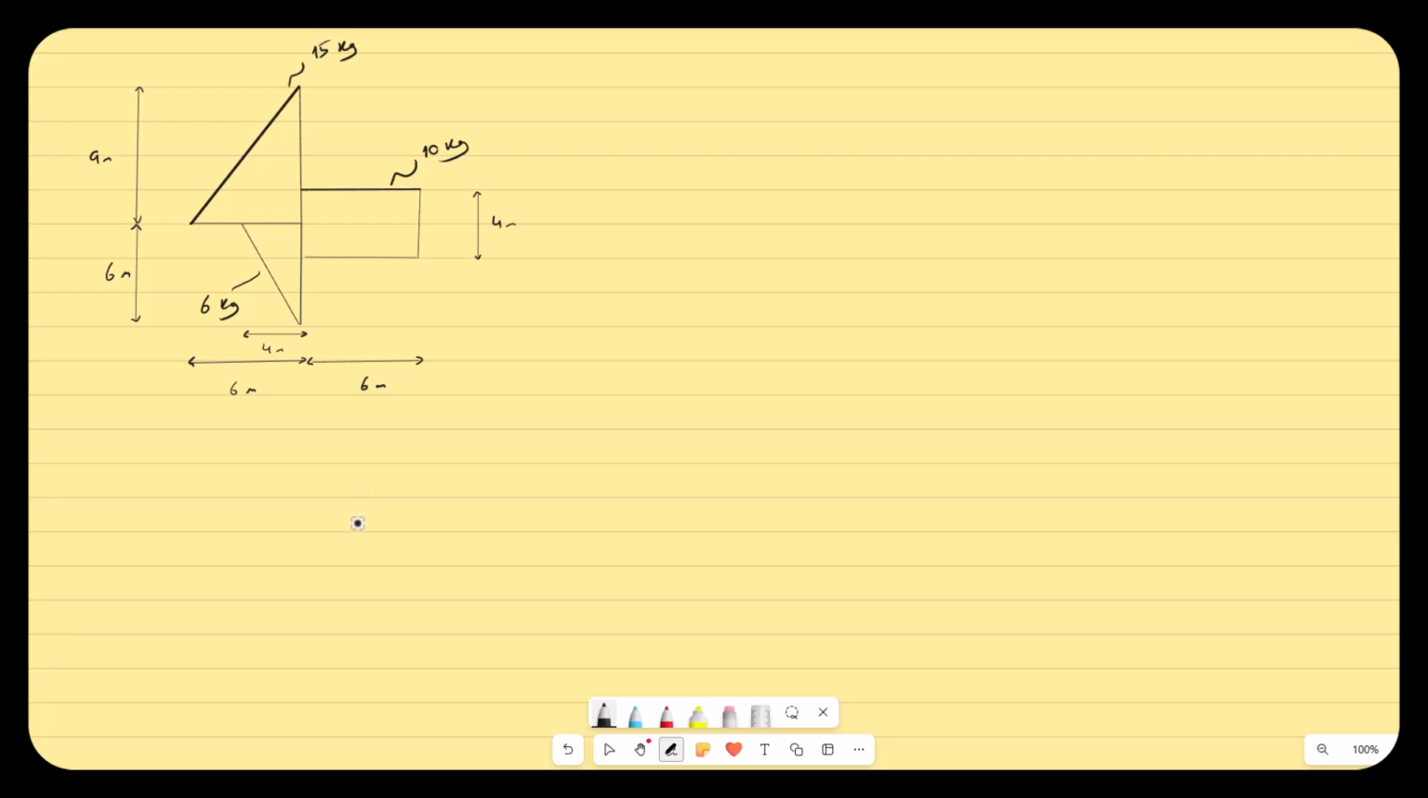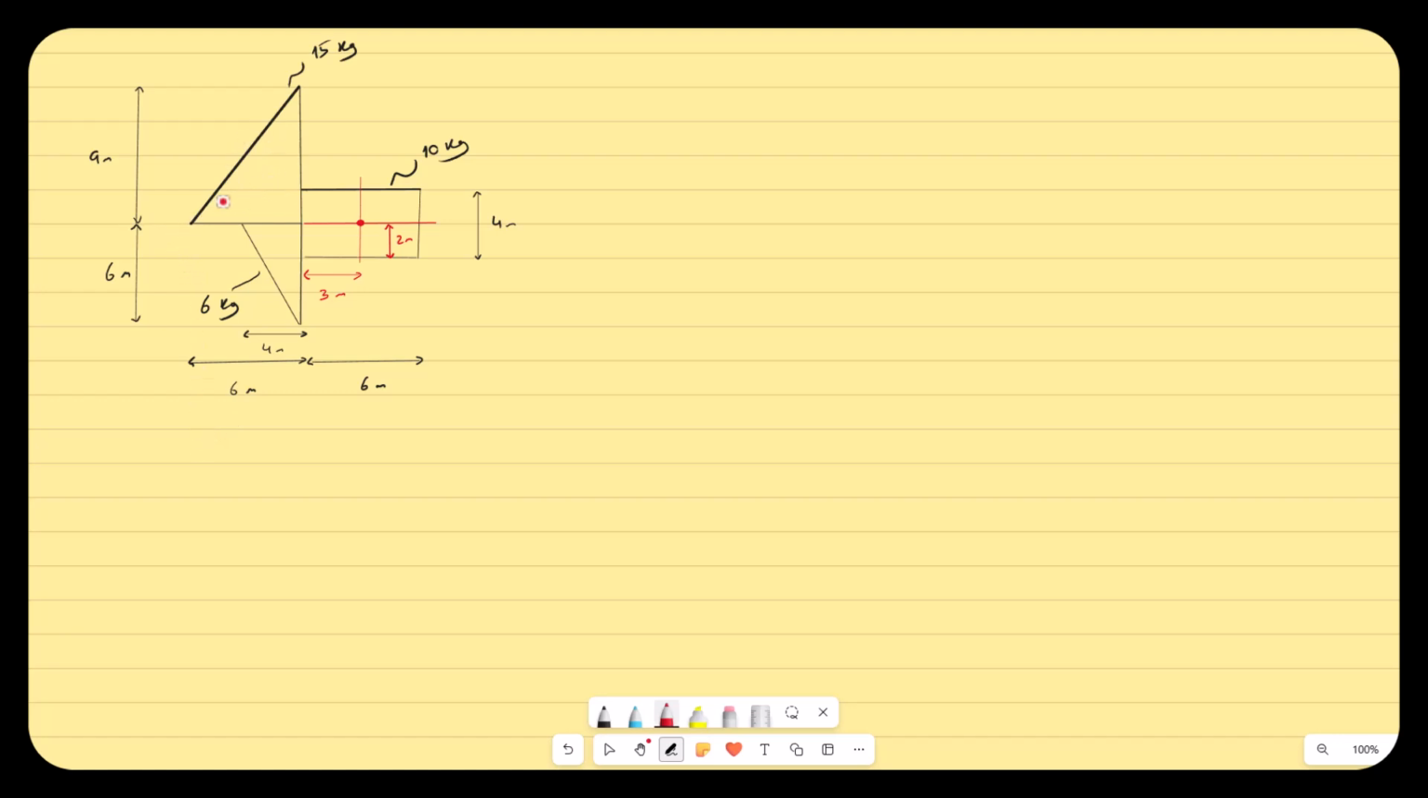I'm going to look at each of these shapes individually. First, the block, because that's the easiest. The center of mass of that block is right here. That is at a distance of 3 meters from the end and a distance of 2 meters from the bottom, because it has to be the halfway point. A symmetric shape, that's always going to be easy to work with.